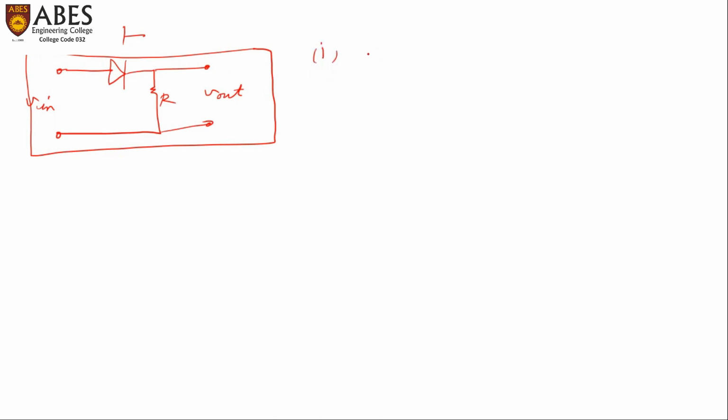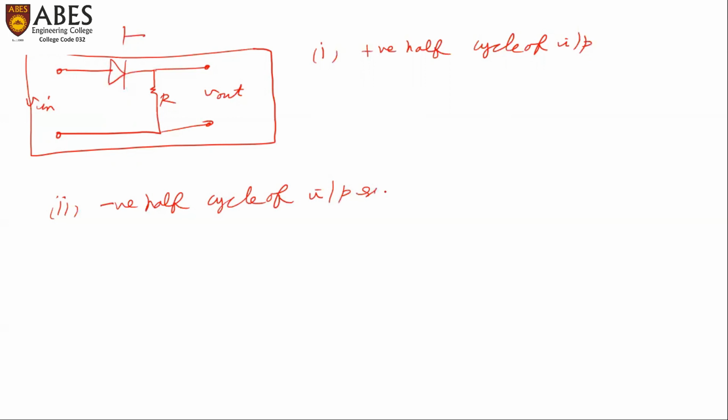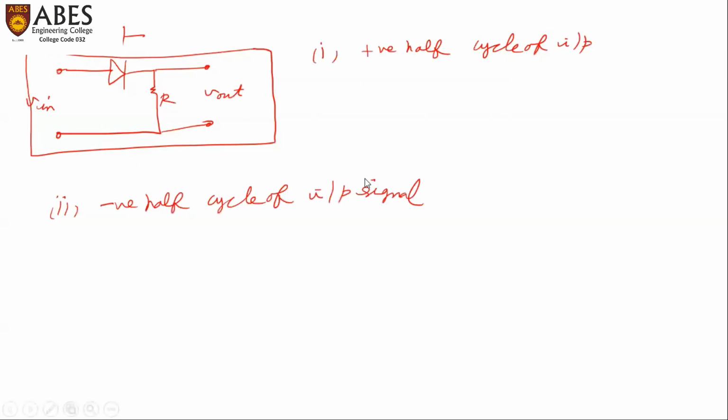For that we have to analyze it in two cases. That means for the positive half cycle of the input signal, and then we will analyze the output for the second case, that means for the negative half cycle of the input signal. For both the cases we will analyze and find the output, and from that we will obtain whether this circuit is a positive series clipper or a negative series clipper.